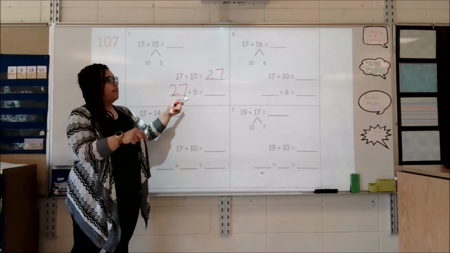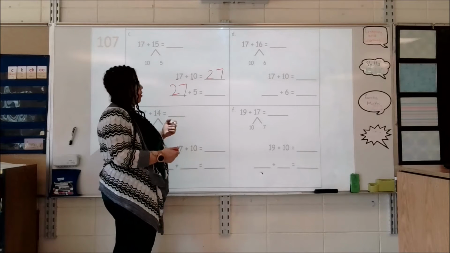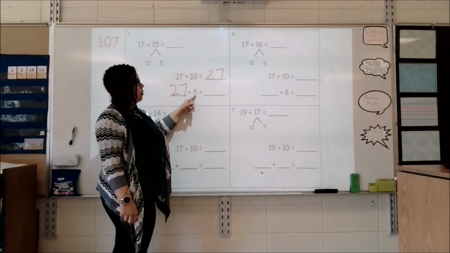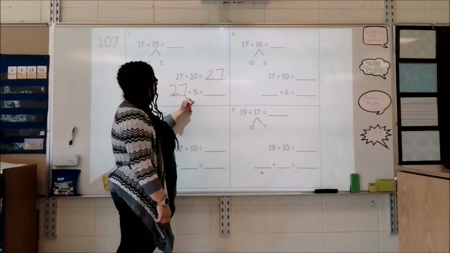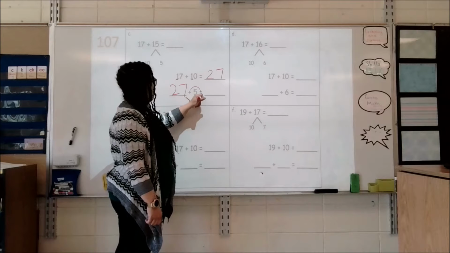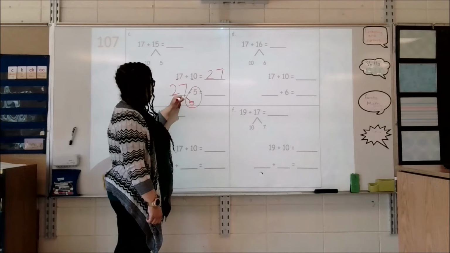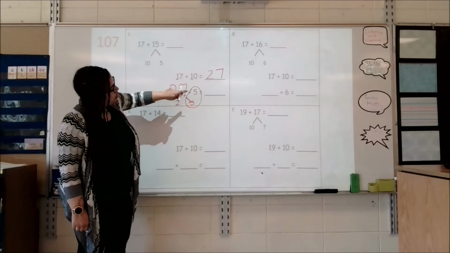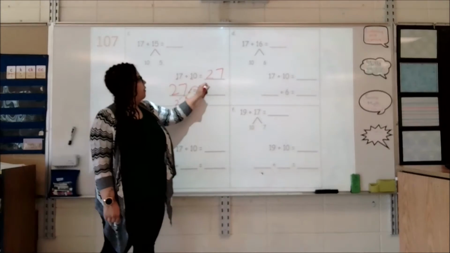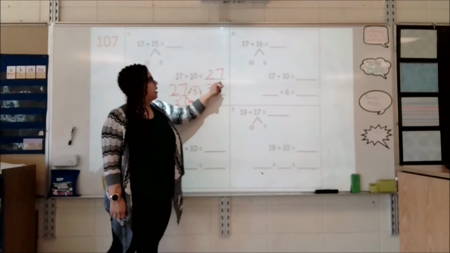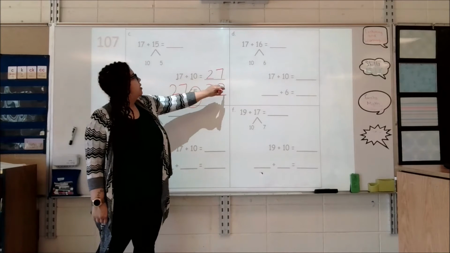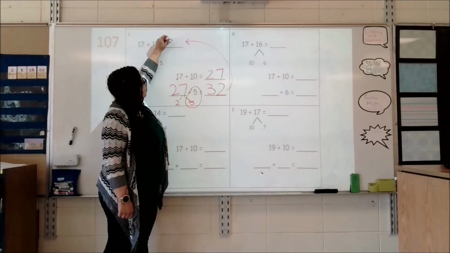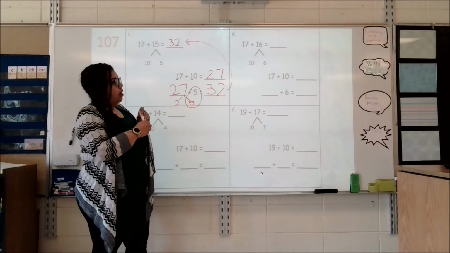Now, the cool thing about 5, just like our application problem, it's a double. So instead of going to complete this group of 10, we're going to complete this group of 10. So we need 5. We know that's now a 10, and that leaves 2, which means we have 3 tens and 2 ones. What is 17 plus 15? 32. Is your mind blown?